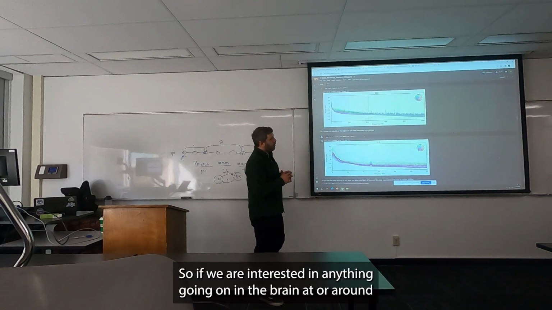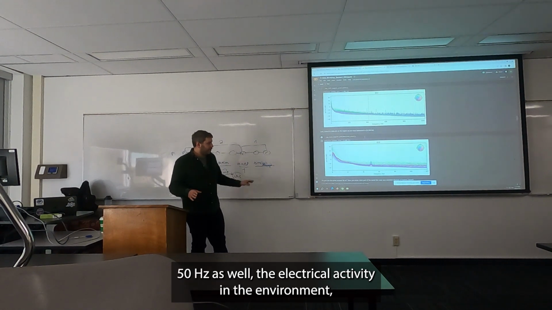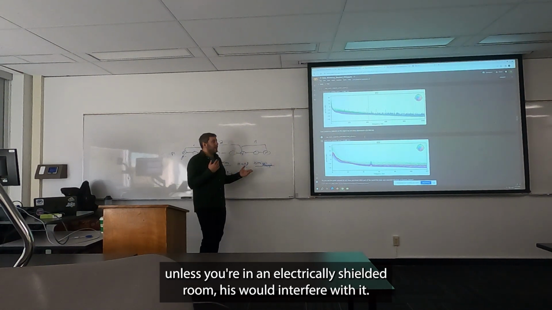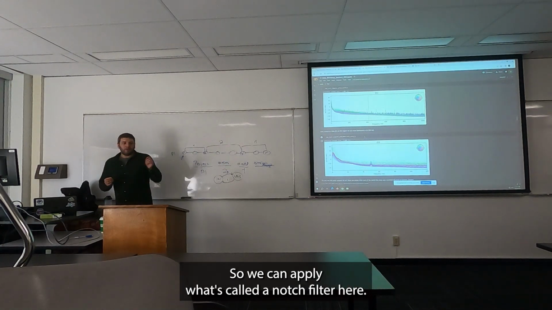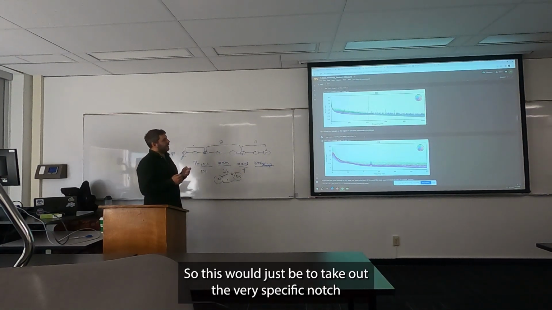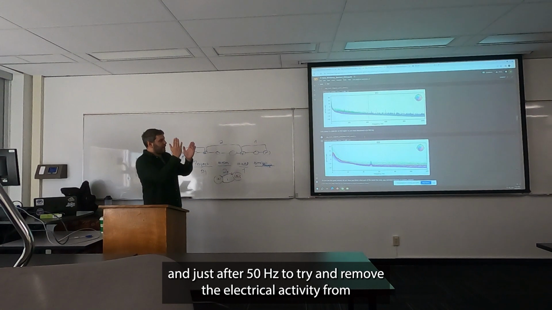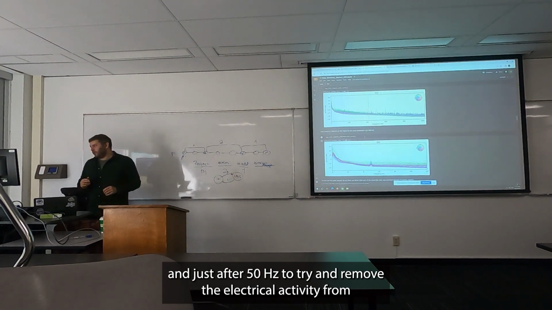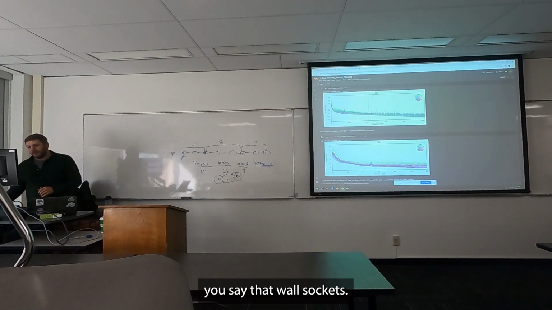If we are interested in anything going on in the brain at around 50 hertz, the electrical activity in our environment, unless you're in an electrically shielded room, would interfere with it. So we can apply what's called a notch filter here. This takes a very specific notch of the frequency band just before, below, and just after 50 hertz to try and remove the electrical activity from, we would say, the wall socket and things like that.